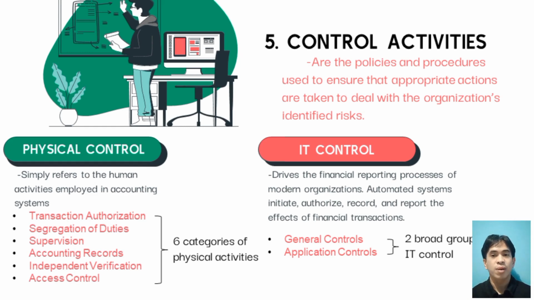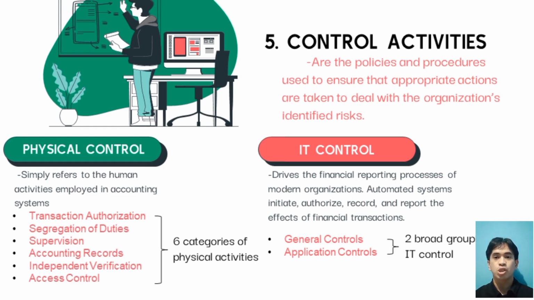The second category is the information technology control. The information technology drives the financial reporting processes of modern organizations. Automated systems initiate, authorize, record, and report the effects of financial transactions. As such, they are inseparable elements of financial reporting processes that SOX considers and must be controlled. SOX also identifies two broad groupings of IT control: the application controls and the general controls.